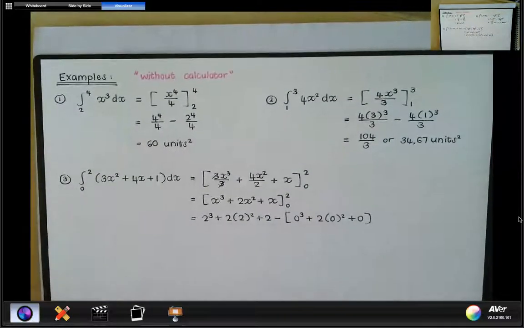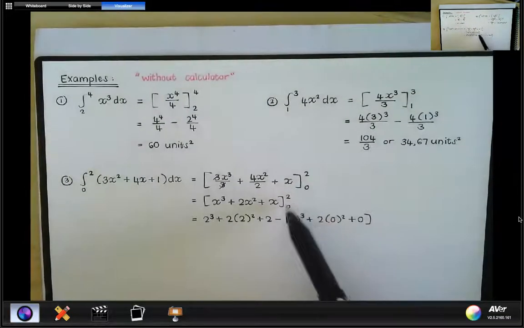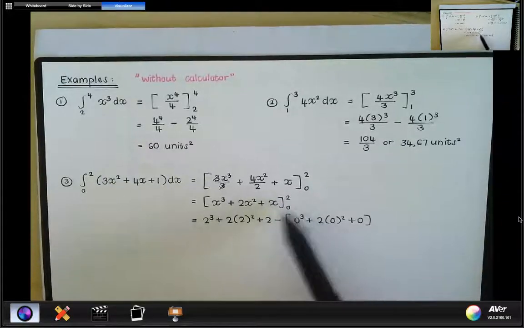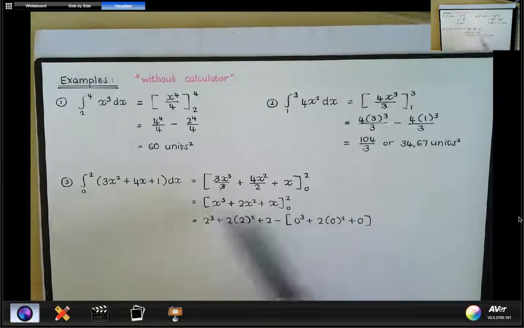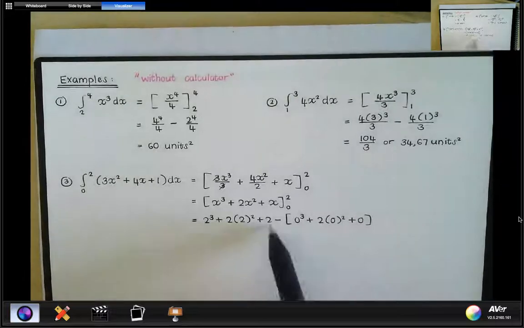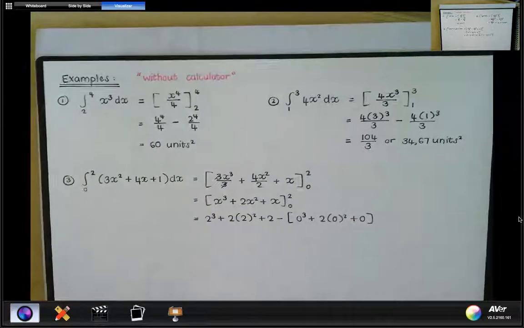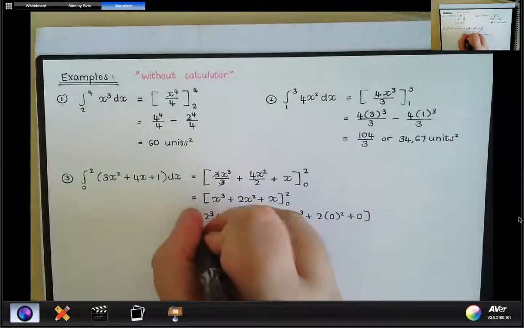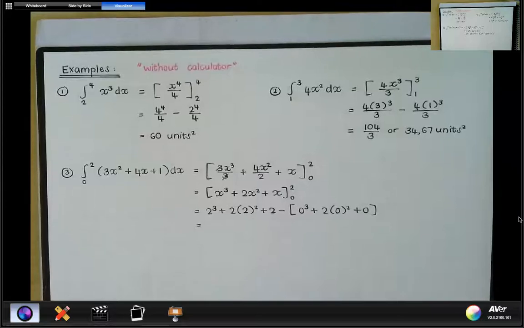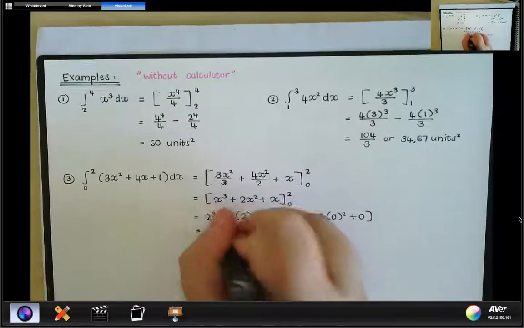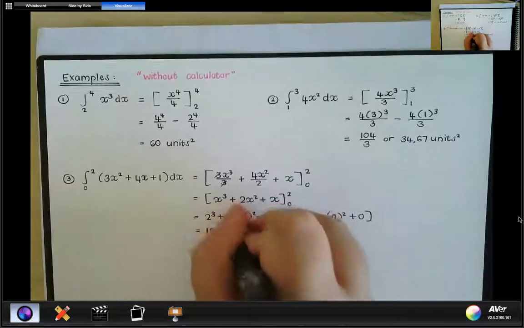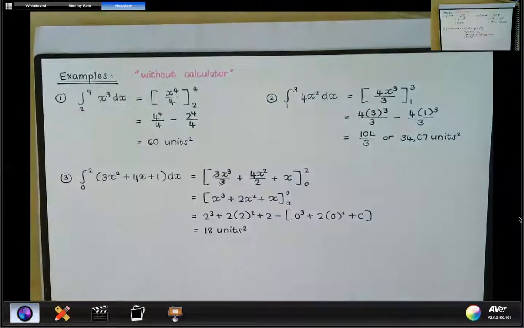And that will always be the case when you're working with these integrals. If your beginning border or boundary, the x value is 0, then it will just make your whole expression 0. So you actually can just sub your final boundary. Okay. And this will give you an answer of 18 units squared. There you go.